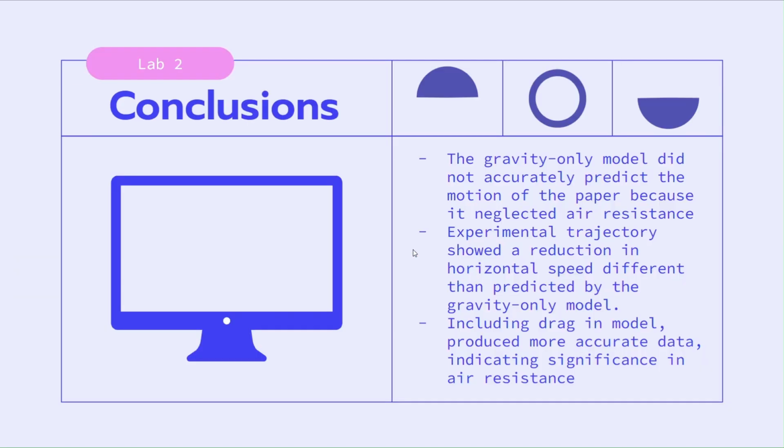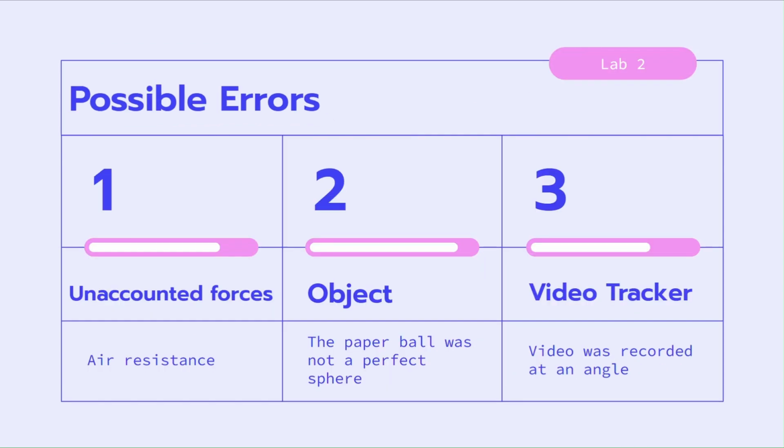So, conclusions: the gravity only model did not accurately predict the motion of the paper because it neglected air resistance. So, our experimental trajectory showed a reduction in horizontal speed different than predicted by the gravity only model. And then, including drag in the model produced more accurate data indicating significance in air resistance.